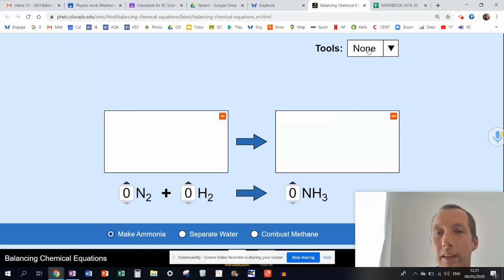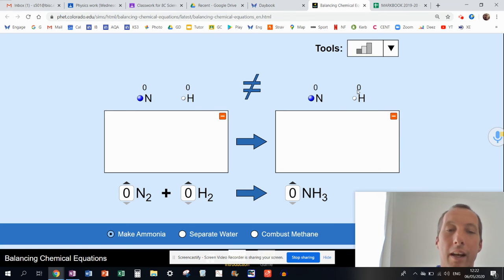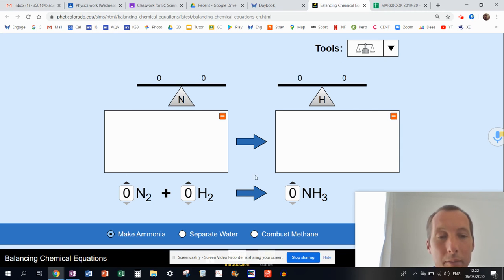At the top you see it says tools, and at the moment I've selected none. I can select a couple of things that might help me, for example, weighing scales here. The weighing scales is just going to put all the different elements involved and tell me how many I've got before and how many I've got after. There is also a bar chart you could choose, which is going to tell you how many of each you've got. At the moment, there's none of each, so it doesn't make any difference. But if you want to choose either of those, they might be good for helping you.